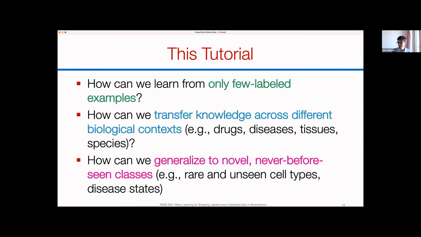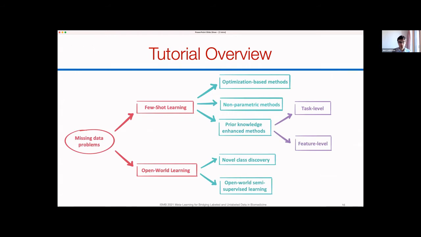The structure of our tutorial can be organized in the following way. We are going to split the missing data problems into two buckets, into the few shot learning bucket, into the open world learning part. We are then going to talk about the methods here in light green. So from optimization-based methods, non-parametric machine learning methods, methods that incorporate prior knowledge, and then also methods about novel class discovery and open world semi-supervised learning.